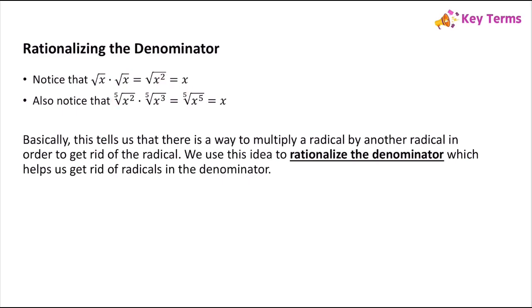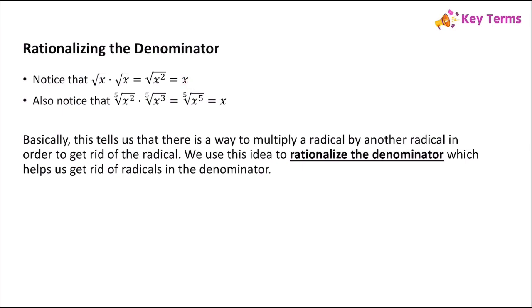So if we have the fifth root of x squared times the fifth root of x cubed, when we multiply these two terms, x squared times x cubed, remember we add the exponents, so we'll have the fifth root of x to the fifth. Well, the fifth root and x to the fifth will cancel each other out and we're left with just x. So this shows us that there is a way to multiply a radical by another radical in order to get rid of the radical, right? Because notice that these products don't have a radical in them.